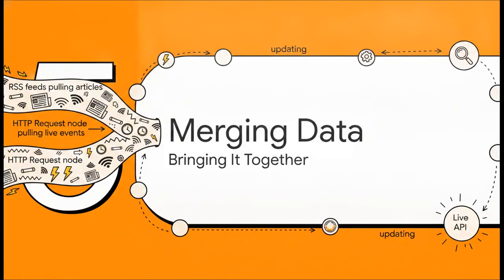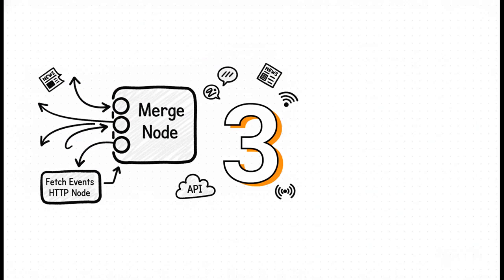Next up is Section 5, Merging Data and Updating. Okay, so we've got our RSS feeds happily pulling articles, and we have our brand new HTTP request node pulling live events. Now it is time to bring these data streams together. Go ahead and open up the existing merge node in your workflow. Previously, it was merging 2 inputs. You simply need to change the number of inputs from 2 to 3. What this does is open up a third connection point on the node, allowing you to easily wire in your new Fetch Events HTTP node.